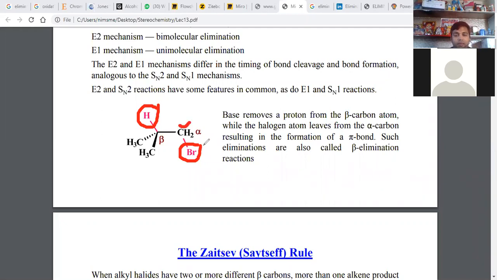So the halogen is lost from the alpha carbon, resulting in the formation of a pi bond, a multiple bond, a double bond. Such eliminations are also called beta elimination reactions, because hydrogen is lost from the beta carbon and halogen is lost from the alpha carbon.